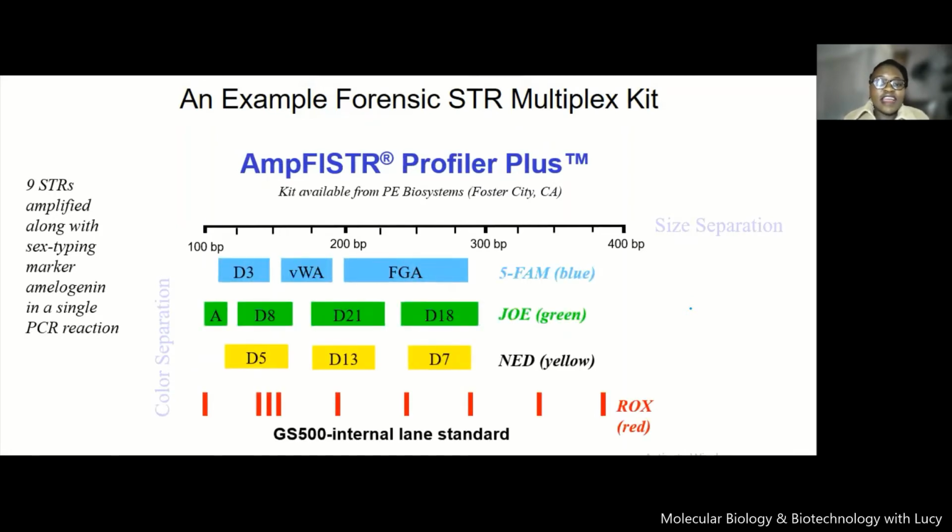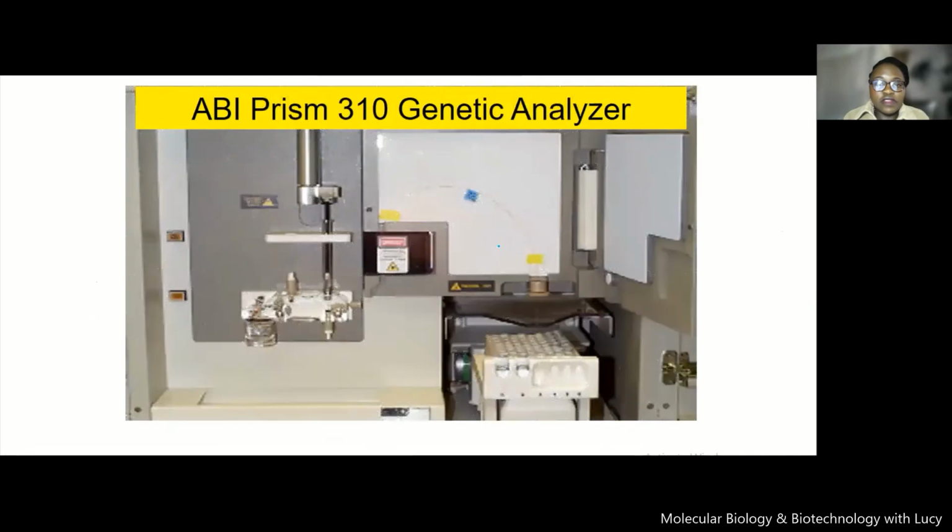It's a kit called AmpFlSTR Profiler Plus, by PE Biosystems. So you can see the colors that I was saying: FAM, blue, JOE, green, and then we have NED, which is yellow. And of course, there is the size separation of our gel fragments. So when you do this, you're able to identify the different markers depending on their color and also on size.